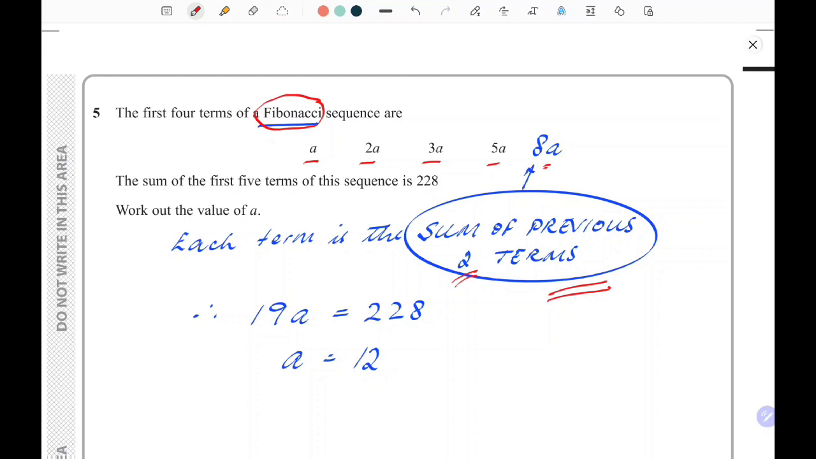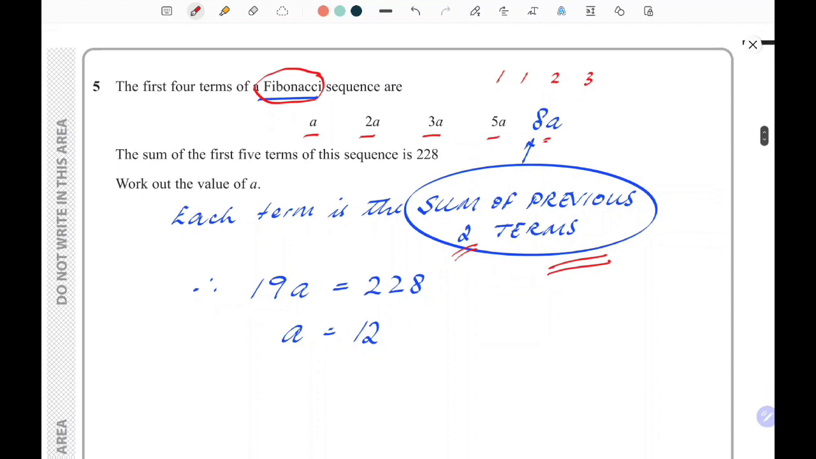In a real Fibonacci, it actually comes as 1, 1, 2, 3, etc. In this particular one, it sort of skipped out the first a. All right. So what they're asking for is the sum of the first 5 terms of this sequence is 288.